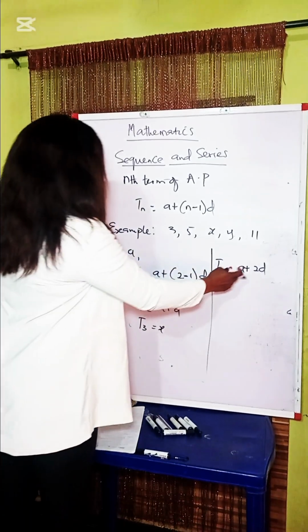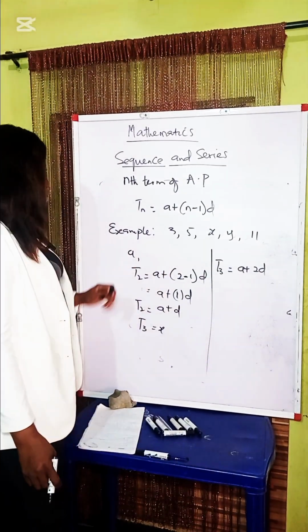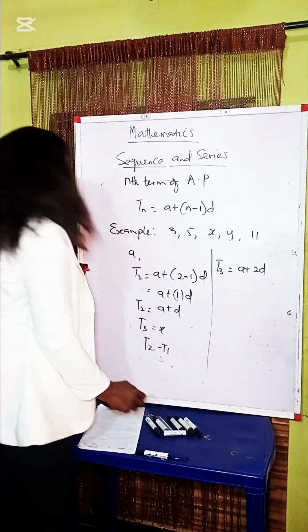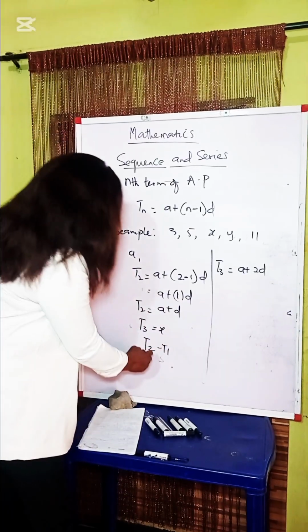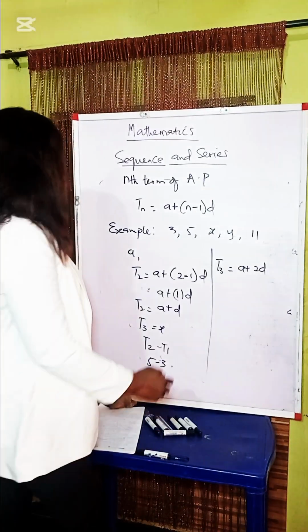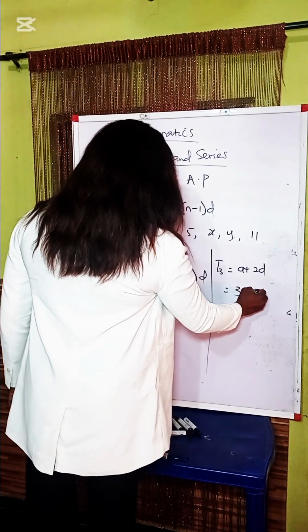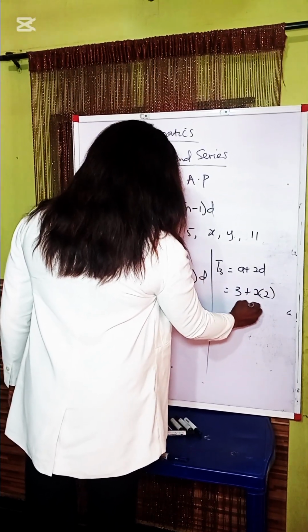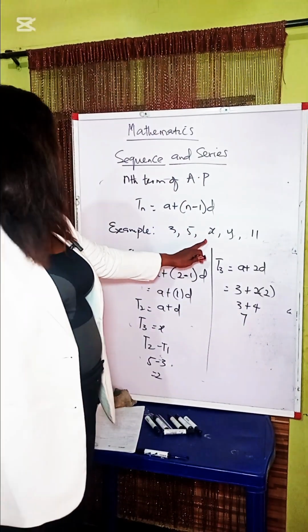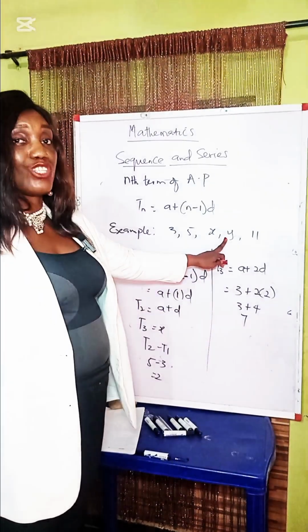So, having A as the first term and D, we will now find the common difference. Now, what is the common difference? Remember that I told you that in arithmetic progression it is T2 minus T1. I have 5 minus 3, which will give me 2. That is our common difference. I'll now have 3 plus bracket 2. 3 plus 4 will give us 7. So the third term is 7. That's also how to find the fifth term, which is Y.